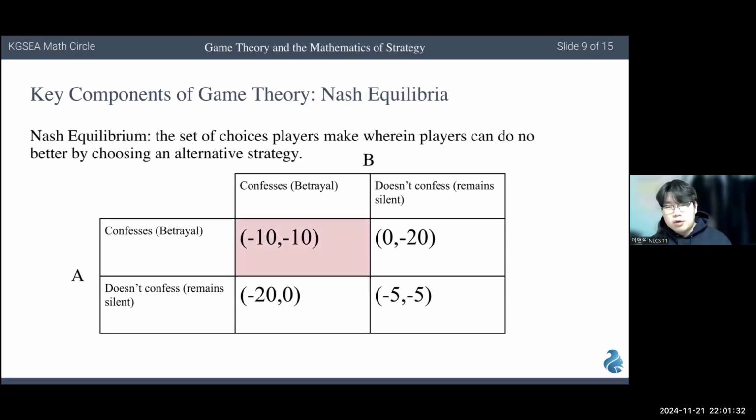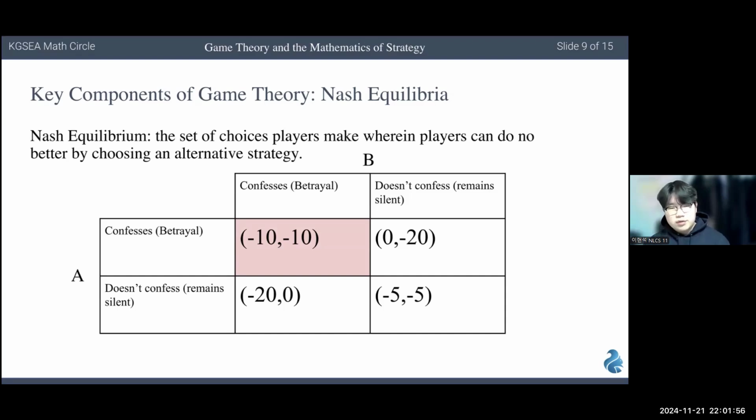Now, another concept to know is the Nash equilibria, or equilibrium, which is essentially the set of choices that players make wherein players can do no better by choosing an alternative strategy. In the prisoner's dilemma, confessing is the Nash equilibrium because if A confesses, then B's best response is to also confess. If B confesses, A's best response is, of course, to also confess.